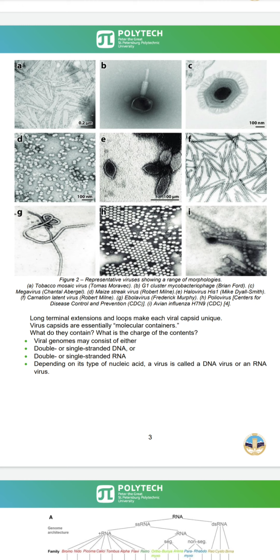E is a hepatitis virus, number 1. F is a carnation latent virus. G is an Ebola virus. H is a poliovirus, and I is an avian influenza H7N9.